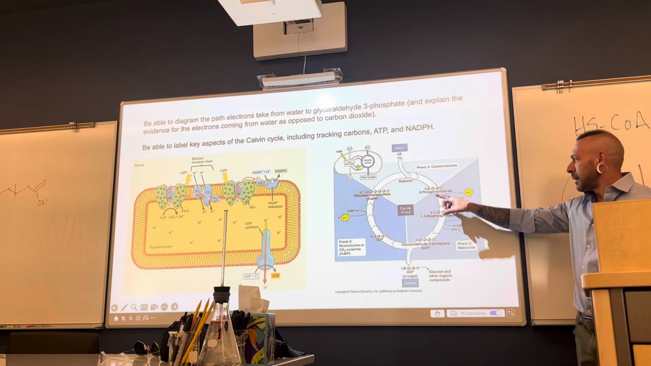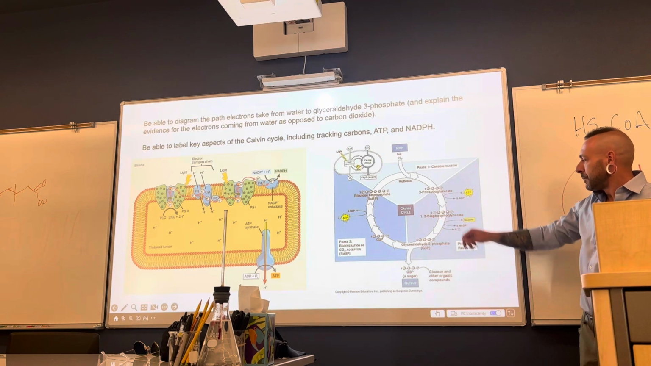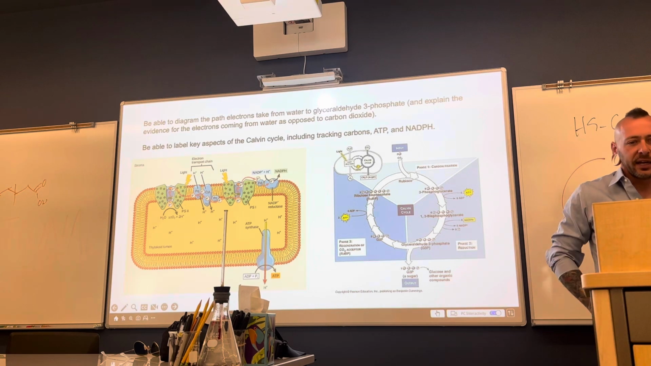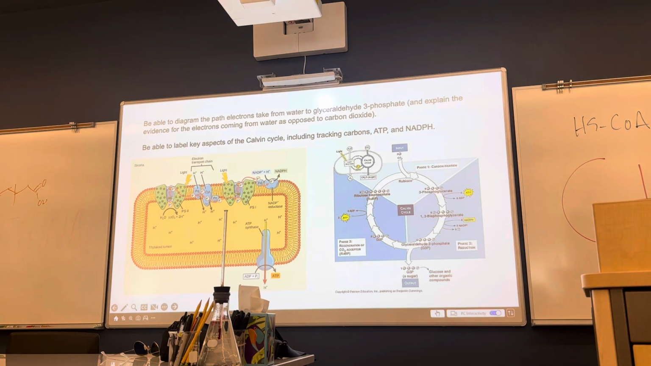This creates a couple of intermediates, and eventually we get to glyceraldehyde 3-phosphate. Where have we seen glyceraldehyde 3-phosphate before? Where have we seen that though? G3P, we've seen it once before.